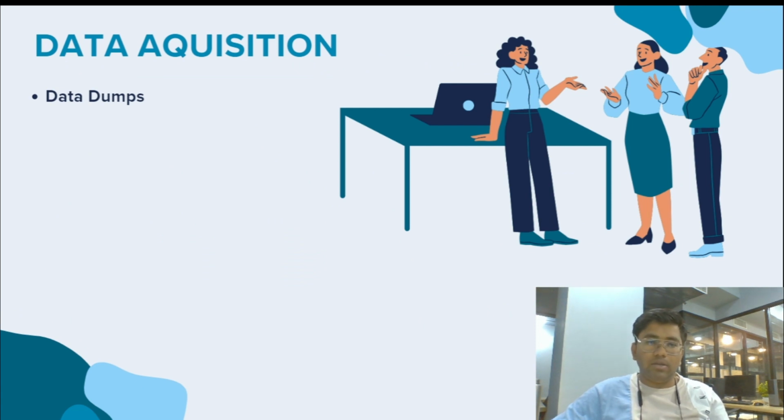In this section, we are going to talk about data acquisition, because after understanding the problem, we'll have to gather some data, and the data can be stored in various formats. It can be stored in CSV files, DSV files, or text files. These are known as data dumps, which are already there in our system, and we can directly import them.